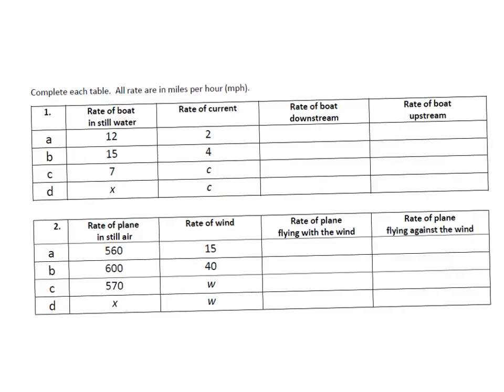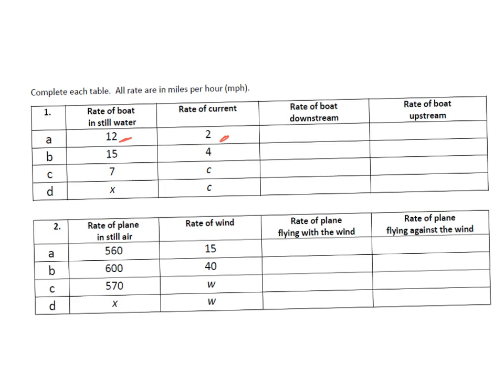On your worksheet, I have this table. So I'd like you to take the worksheet and complete the table. Let's do the first one together. All right, so the rate of the boat in still water is 12 miles per hour. And the rate of the current is 2 miles per hour. What would be the rate of the boat downstream?